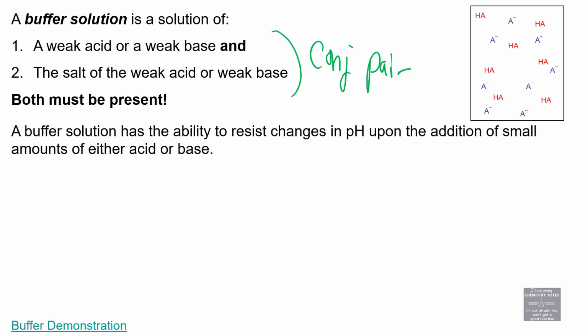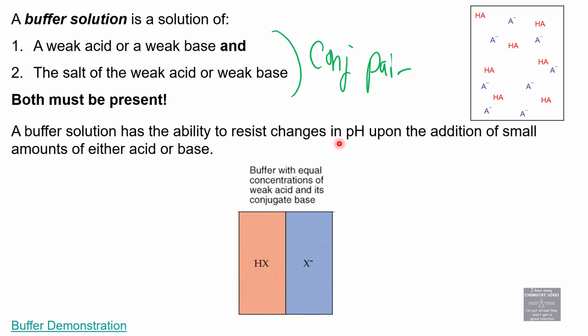So using a generic picture, if we have HA and A-, those are conjugate pairs. When both of them are present in appreciable amounts, and that's actually kind of important too, it can't be a tiny amount, that's called a buffer solution. So in a buffer solution, if you have equal amounts of conjugate acid-base pair, equal amounts of HA and A-, or HX and X-, depending on where you take the figure from, this is going to have a certain pH value.